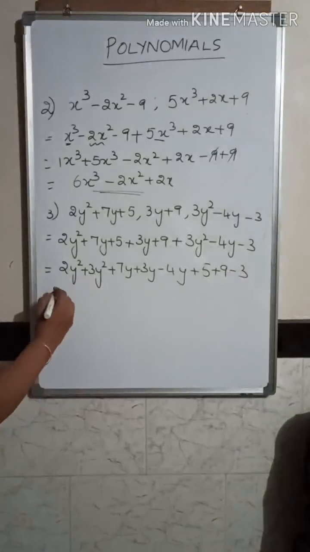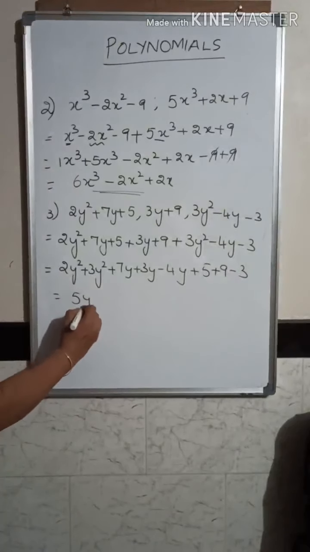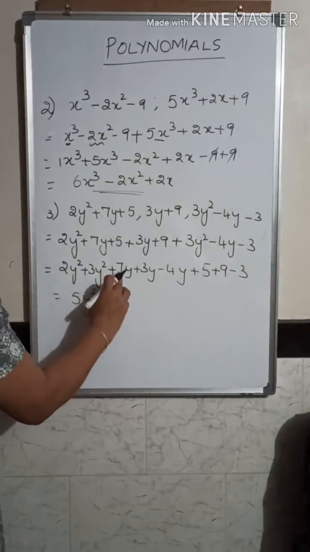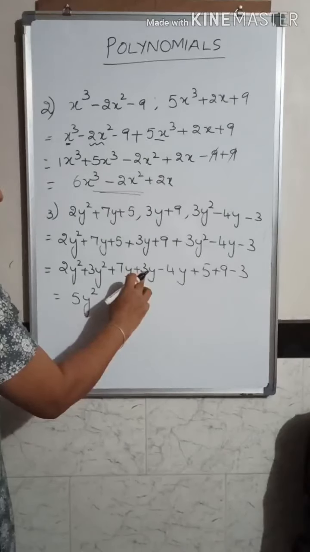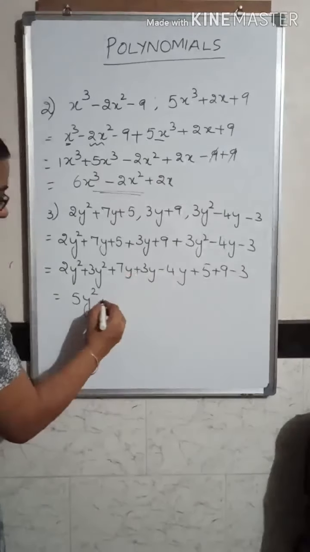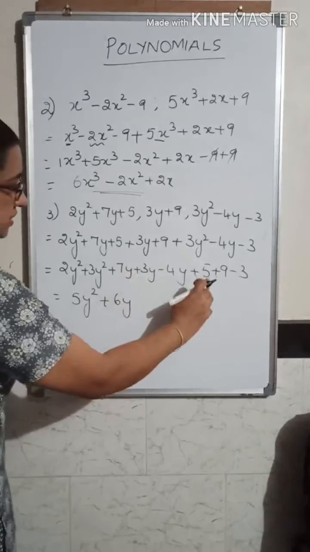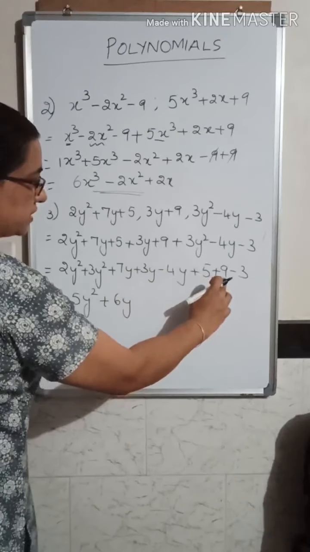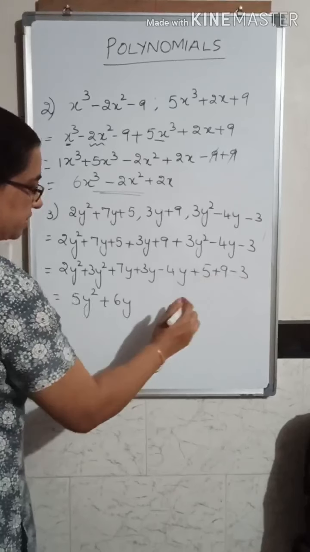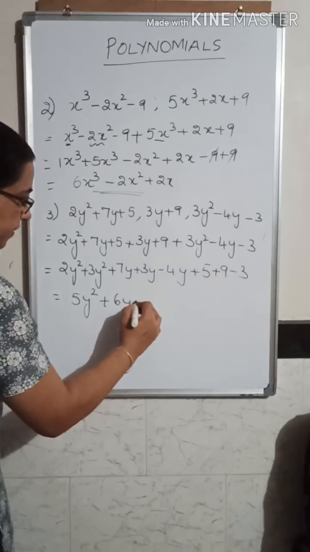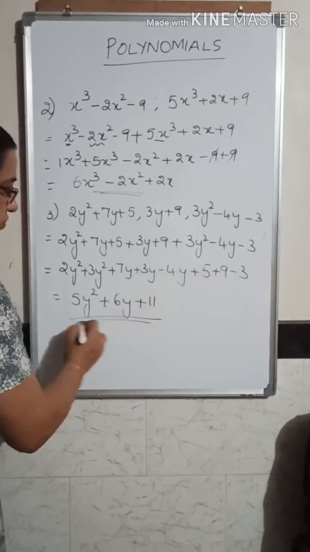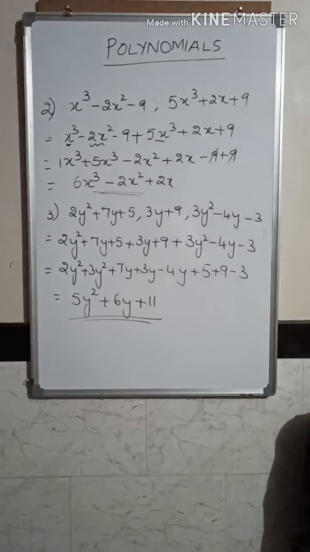2 plus 3 gives 5y square, and 7 plus 3 is 10. 10 minus 4 is 6, so you get 6y. Then 5 plus 9 is 14, and 14 minus 3 gives you 11, so plus 11. So this will be the addition of all three polynomials.